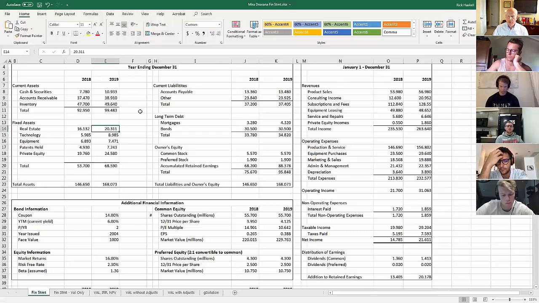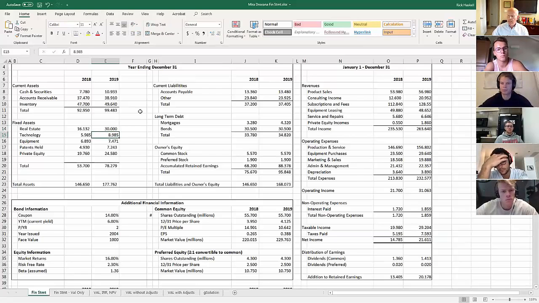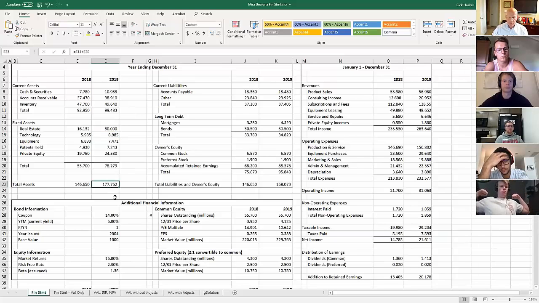So let me make an assumption for a minute here that this 20.311 book value of real estate actually had a market value of 30. So I'm just going to change this to 30. And notice when I do that, that it changed the total assets on the left-hand side of the balance sheet. But it didn't change the liabilities and owner's equity on the right-hand side, right? So I'm now out of balance. I'm out of balance at about, it's 8 point something.